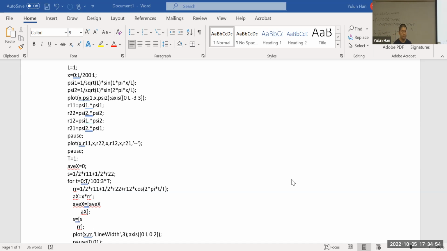Any questions? AVEX equals 0. This is just the average position of X for all particles inside the box.